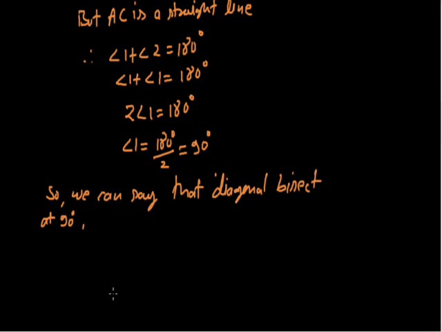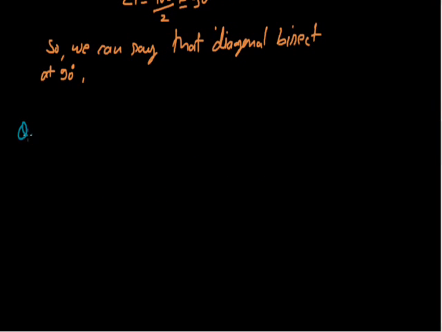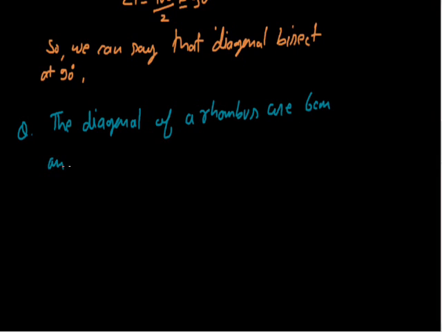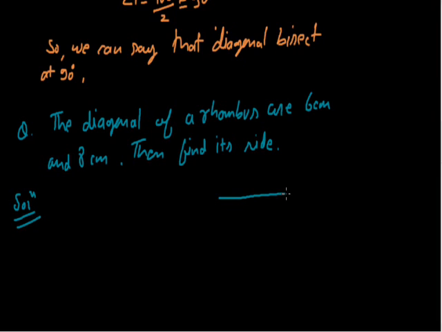Now we solve some problems based on this rhombus. The diagonals of a rhombus are 6 centimeter and 8 centimeter. Then find its side. Now let's see the solution. We are given a rhombus. Let's first draw the rhombus, and let the side be denoted by the letter A. As we know, in a rhombus all the sides are equal.